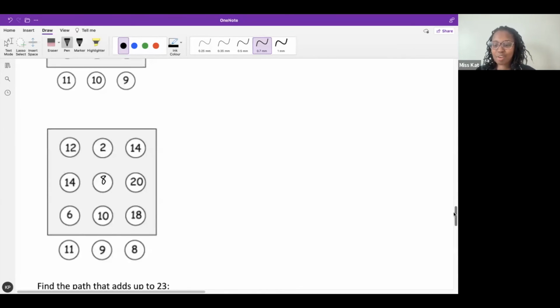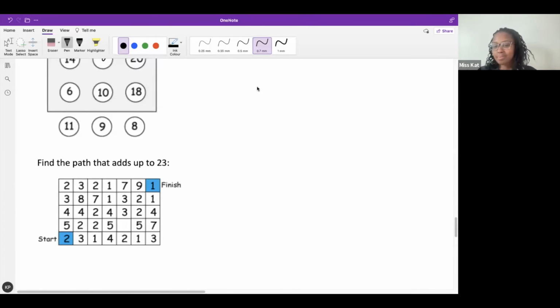Okay, the last of our brain break. First person to find the path that adds up to 23. So we start over here by 2. We need to finish at 1. And whatever path you take needs to add up to 23. Okay. Has anybody started? I did not work this one out, so I don't know which path that one is going to be.